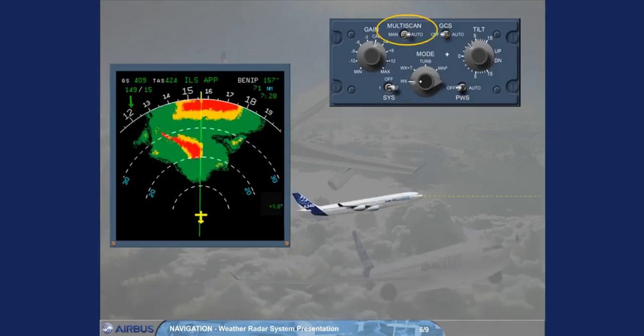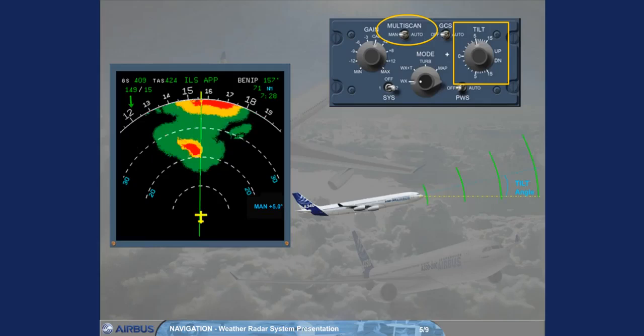The multi-scan switch, when it is in auto, allows the EADS to automatically select an optimized tilt. When it is in man, it allows the tilt knob to be used to adjust the radar antenna relative to the horizon seen by the EADS. Note, radar 1 is on EADS 1 and radar 2 is on EADS 2.